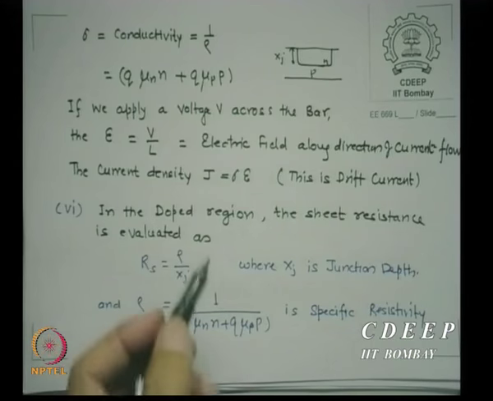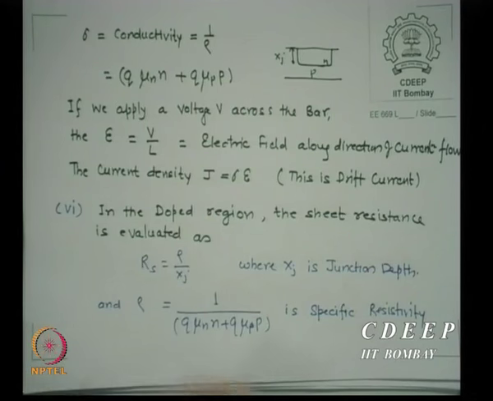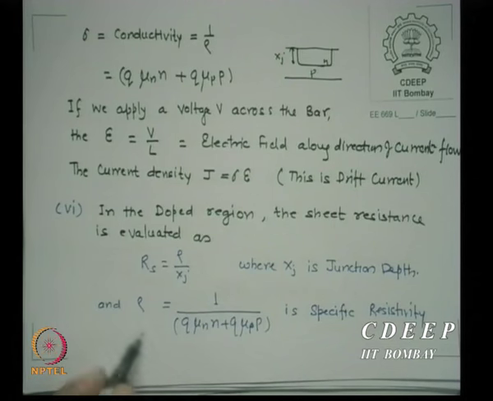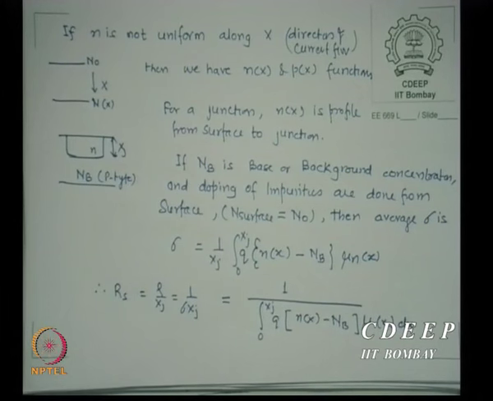This is what I essentially say: Rs is rho by Xj in the case of diffused regions, and rho of course is 1 upon q mu n n plus q mu p p, the specific resistivity. So Rs is rho by t, but in real diffused regions, instead of t we write Xj. Let us say n is not uniform in the doping. Normally the diffusion process does not give uniform doping, only crystal growth and epigrowth give it, but the diffusion process is gradient based.